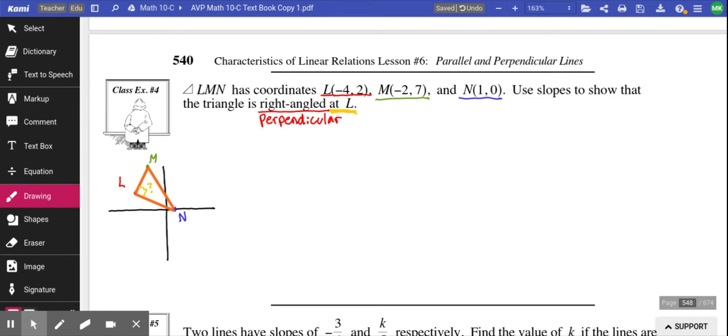We need to compare the slope from point L to point M with the slope from point L to point N. If this is a right angle triangle, these two slopes should be perpendicular. If they're not perpendicular, then it's not a right angle. So we're going to calculate these two things. We're going to calculate the slope of LM.